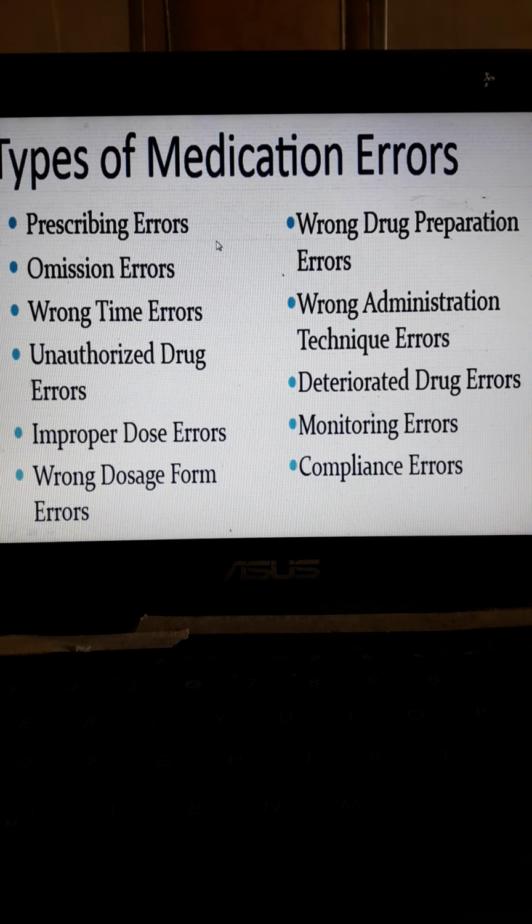So we will discuss the following errors: the prescribing errors, omission errors, wrong time errors, unauthorized drug errors, improper dose errors, wrong dosage form errors, wrong drug prescription errors, wrong administration technique errors, deteriorated drug errors, monitoring errors, and compliance errors.